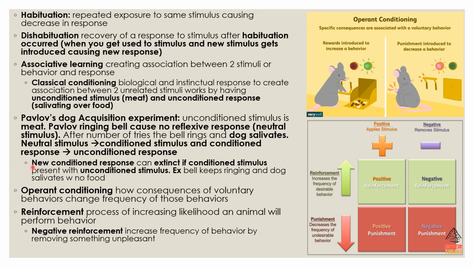Next, you have operant conditioning, which is how consequences of voluntary behavior change the frequency of those behaviors. So you see how reinforcement and punishments affect our behaviors. Reinforcement is the process of increasing the likelihood of an animal performing a behavior. And then there's negative reinforcement, increasing the frequency of the behavior by removing something unpleasant.